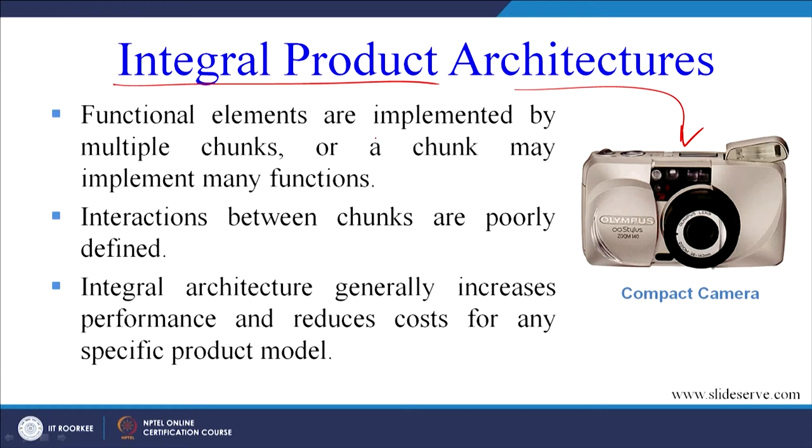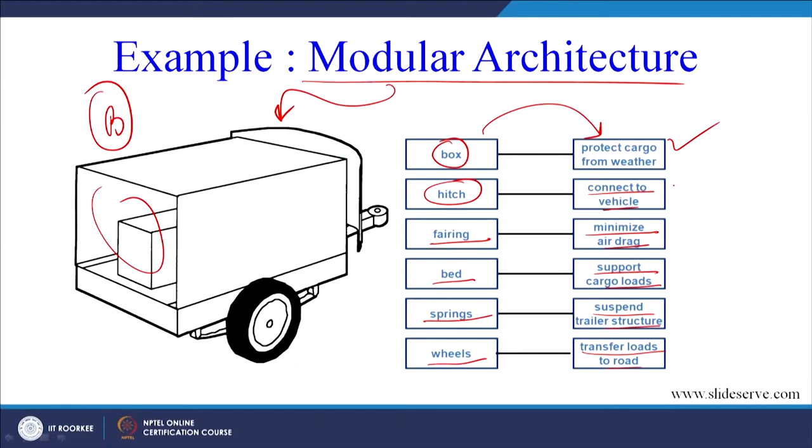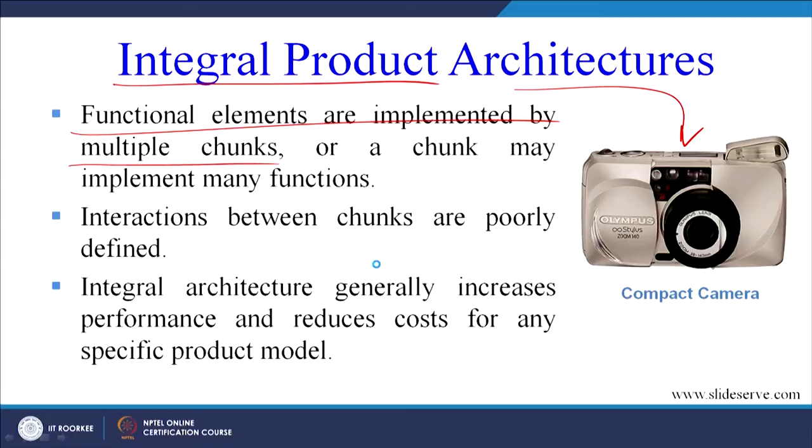Functional elements are implemented by multiple chunks. So there may be three or four chunks. They interact with each other to produce a particular function. So here we can see in the previous slide, functions are independent for the various parts of the product. Each and every chunk of the product, or every module of the product, is performing a certain function in entirety. Here each and every function may be combined.